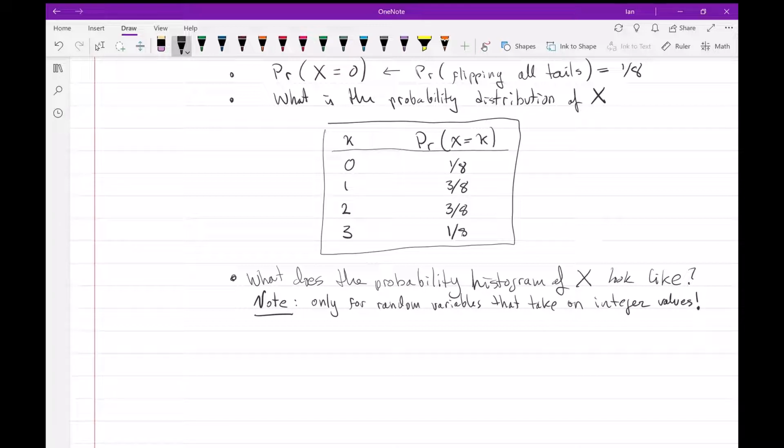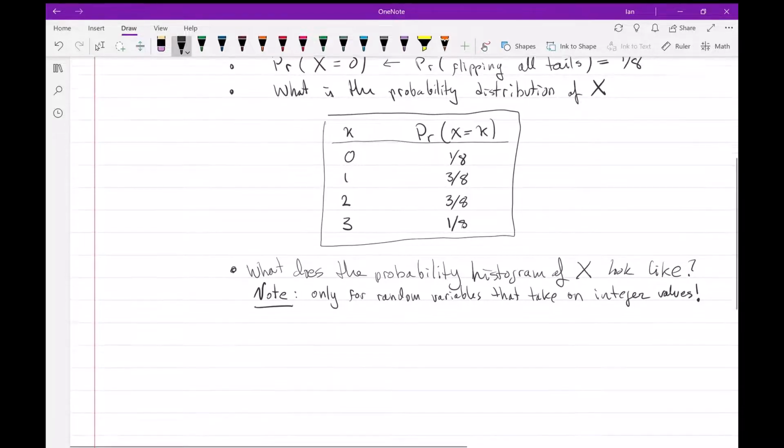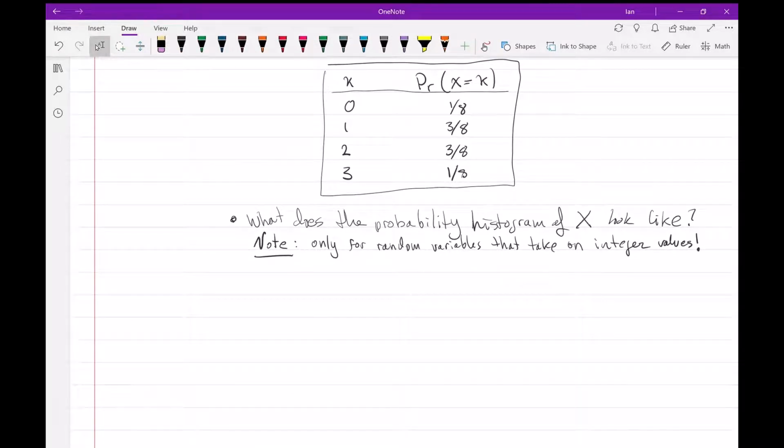What I'm showing you, you'd have to modify slightly if you had a more complicated situation where it could take on, say, half integer values. But we're really only going to deal with random variables that take on integer values, so this method will work. The method is simply that we plot each value with its probability. So we have 0, 1, 2, 3. And then around each value, I'm going to make a bar with height equal to the probability.